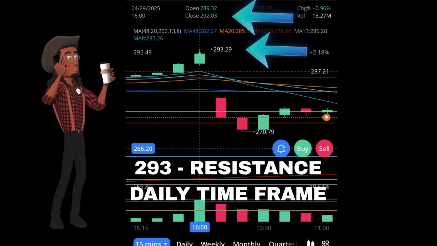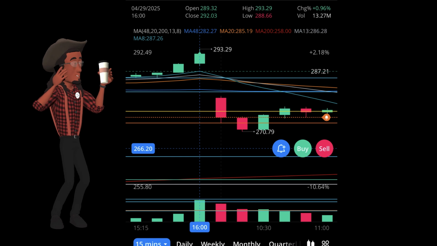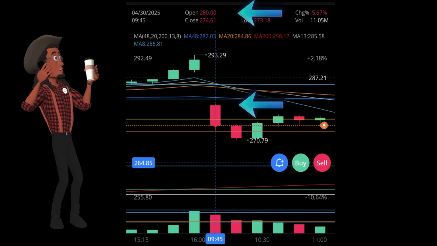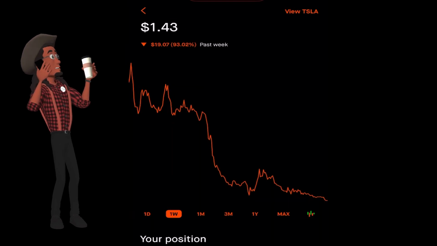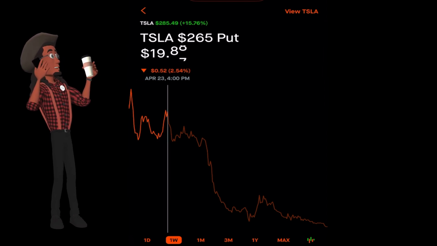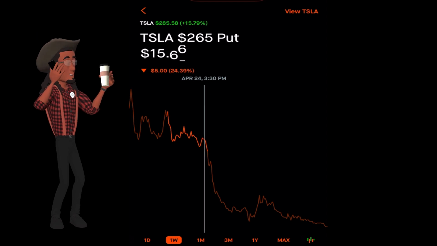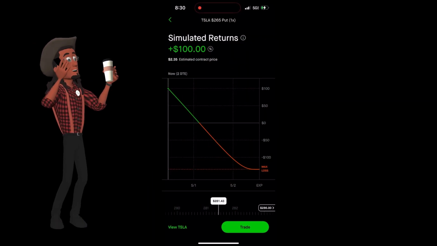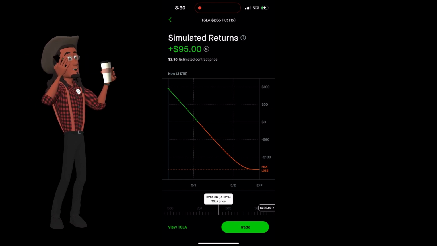293 was resistance on the daily time frame. This candle is the one we entered. It opened at 289, closed, and then the next candle the next day opened at 280, closed at 274. So on this particular line chart, not the candlestick chart, you can slide your cursor from left to right and look at the highs and the lows in this consolidation phase before we had a major sell-off, right? So we're looking to see how high this thing will bounce the next day, the value of the option. Okay, the value of the option.